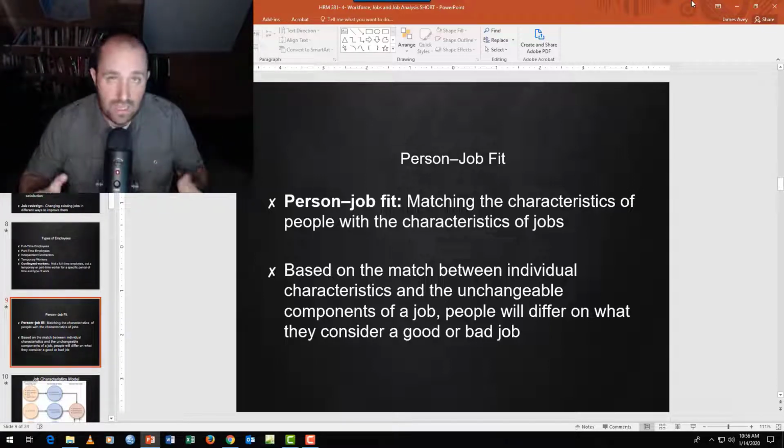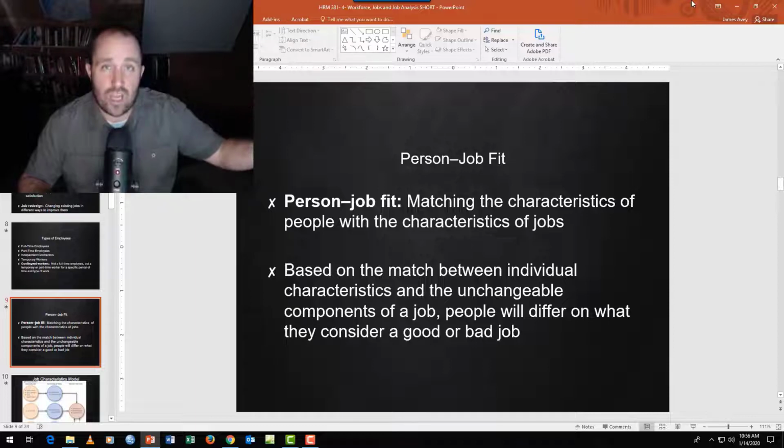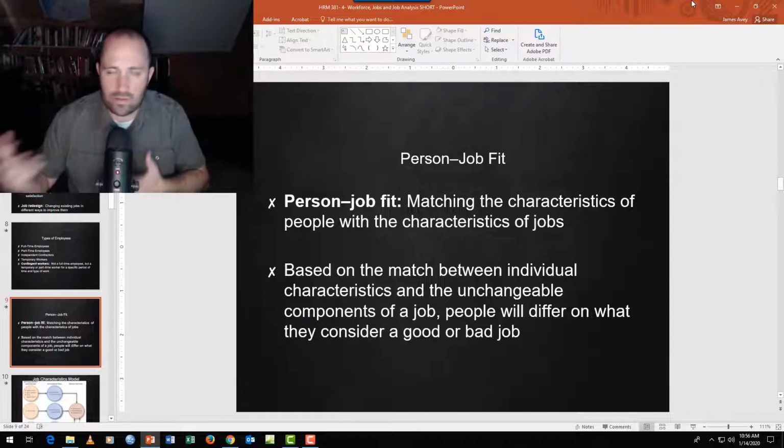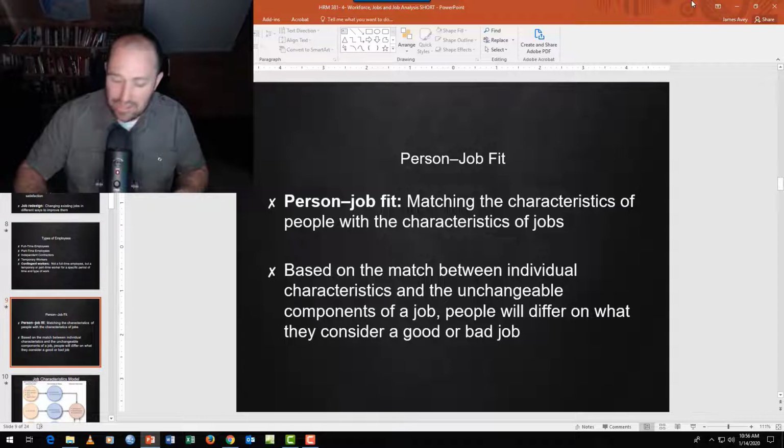Occasionally, rarely, it happens the other way around. I found this person, I want to hire them. I don't know what job I'm going to put them in yet. We have to create a job for them, just because the way they are, I think they're awesome. I want them on my team. You can do that with limited success. So usually we begin by designing the job.